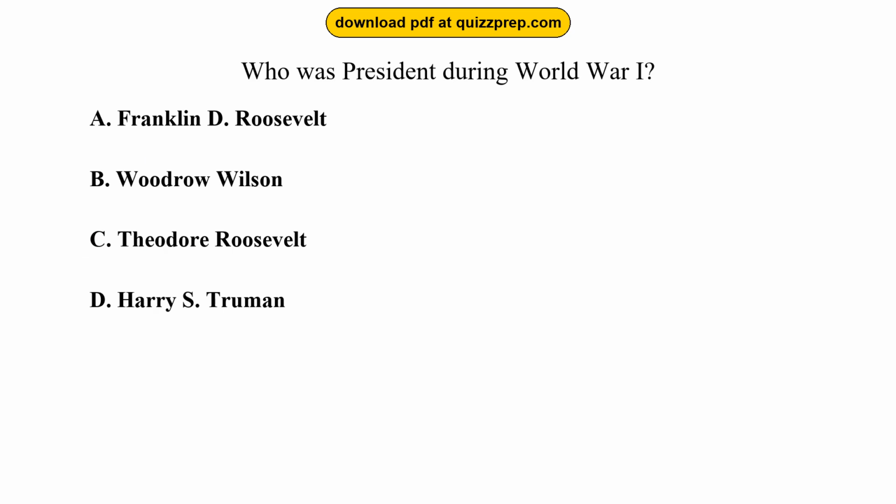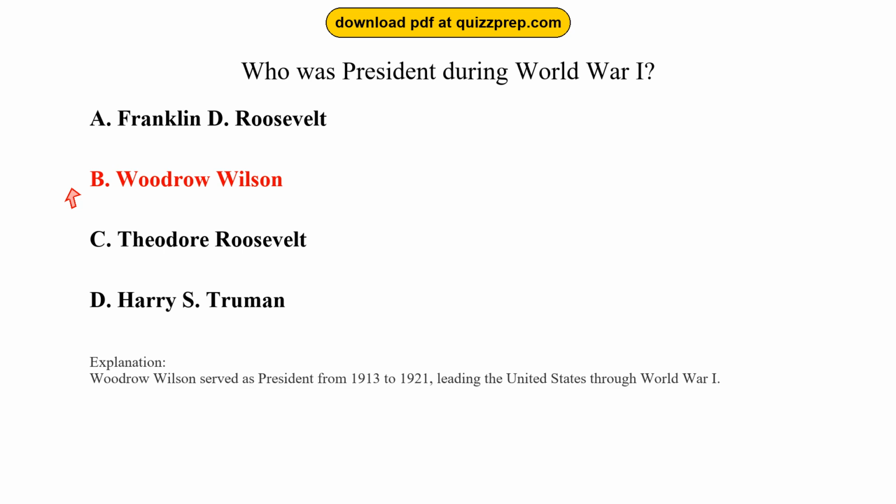Question 17. Who was president during World War I? Option A. Franklin D. Roosevelt. Option B. Woodrow Wilson. Option C. Theodore Roosevelt. Option D. Harry S. Truman. The correct answer is option B, Woodrow Wilson. Woodrow Wilson served as president from 1913 to 1921, leading the United States through World War I.